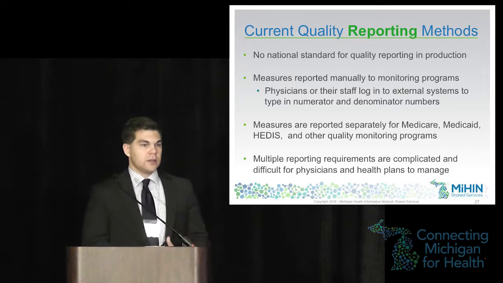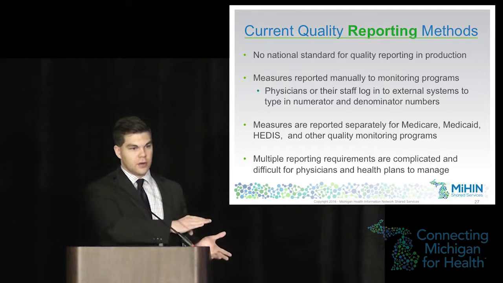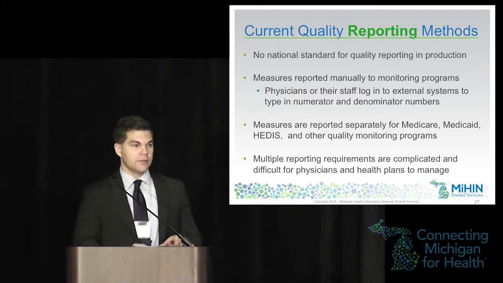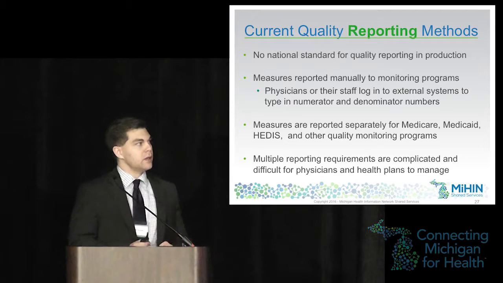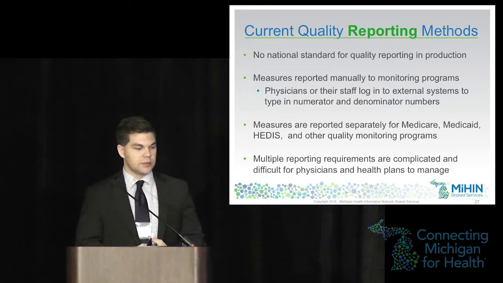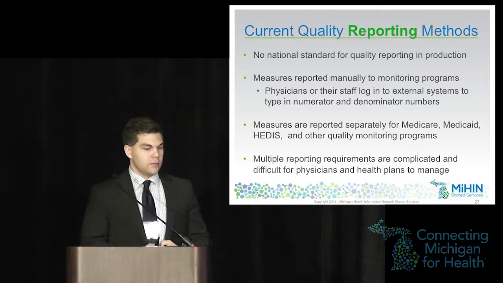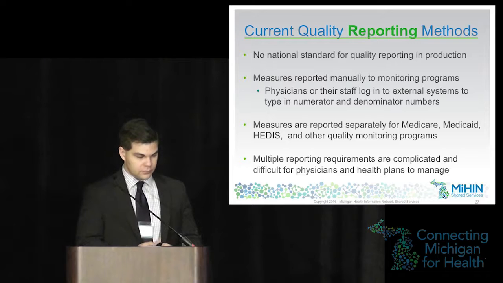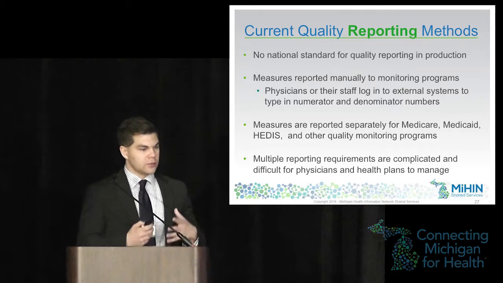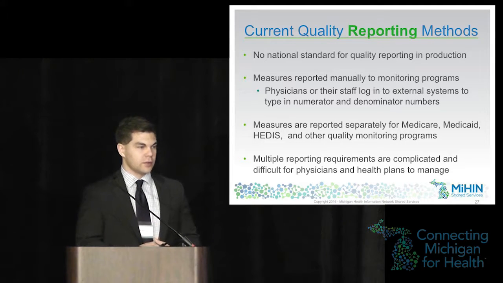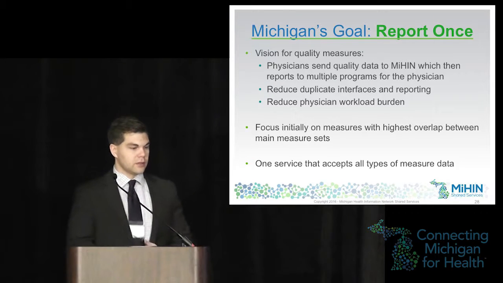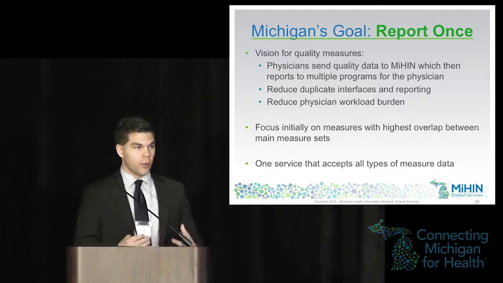So there's no standard national reporting method to go from beginning to end, right? People are still manually attesting. Very few people are e-reporting so far, but we're trying to increase the adoption of that. And each of these measure sets has to be reported to individually right now. So obviously we're still talking about burden on providers and the numerous different ways they have to report to these different systems. So what are we trying to do in Michigan, and other efforts across the nation, I'm sure, are trying to go for report once.